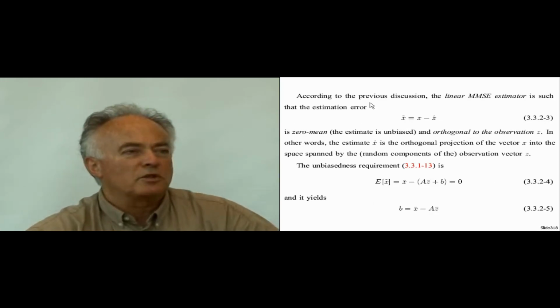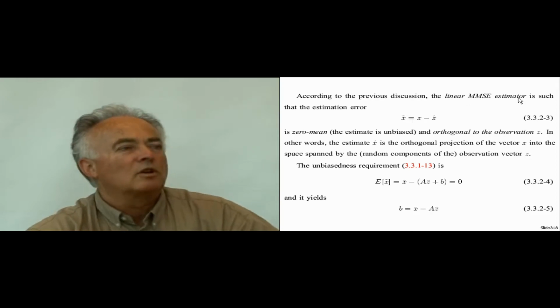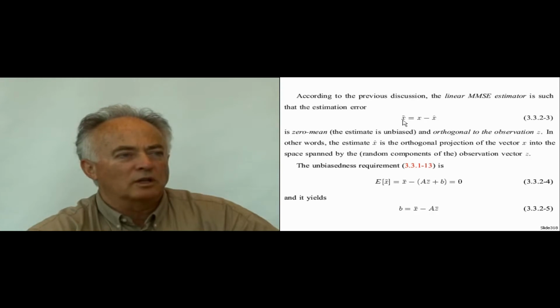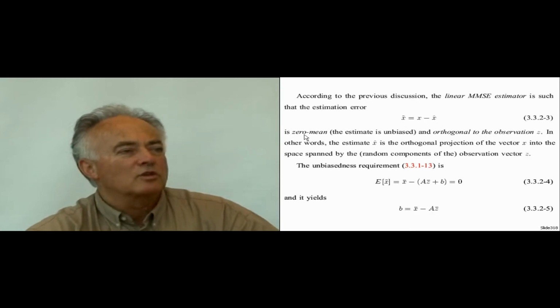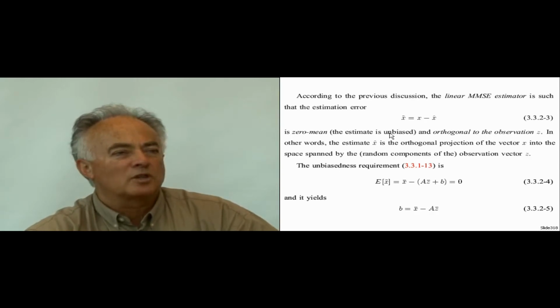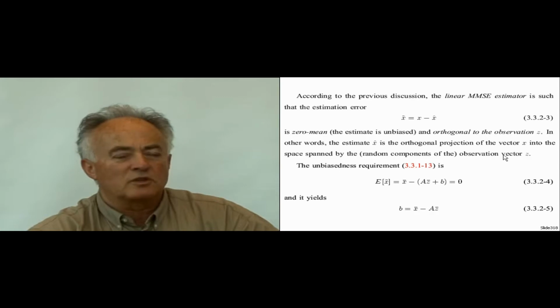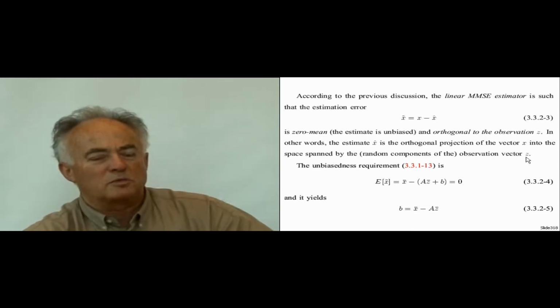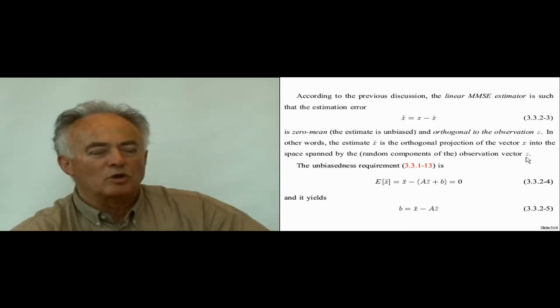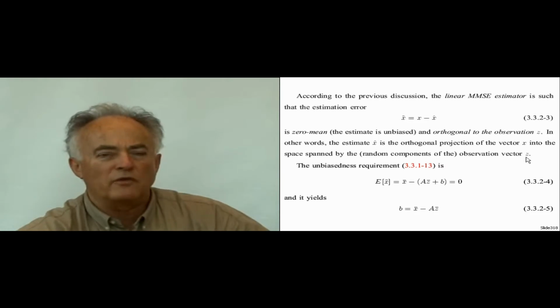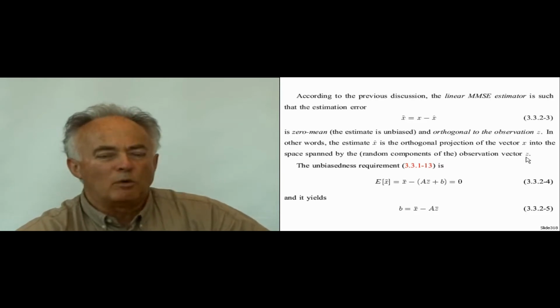So, from the previous discussion, the linear MMSE estimator has two requirements. The error x tilde, which is x minus x hat, is zero mean, namely the unbiasedness requirement. Second, the orthogonality on z requirement. In other words, x hat, the estimate, will be the orthogonal projection of the vector x into the space spanned by the random components of the observation vector z. Z is a vector, say in a Cartesian space, but its elements are random variables. So we look at this from two points of view. One, vector in a Cartesian space. Two, each component of this Cartesian space vector itself is a random variable.